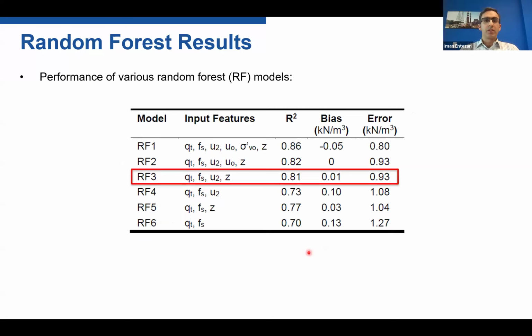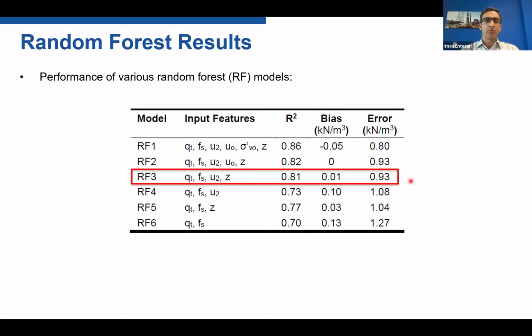So we basically developed some other models based on different combination of input variables. But ultimately, like random forest number 3, which is the model that I showed in the previous slide, uses the 4 basic parameters from CPTu, which we always have. So this is the model that basically is our final model.